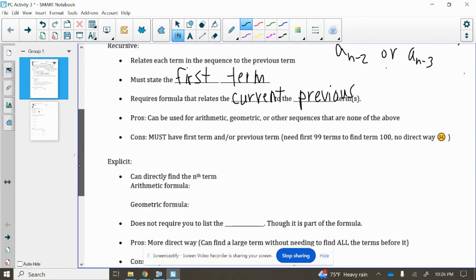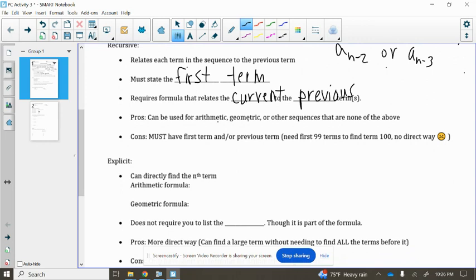So there's some pros to this. We can use it for arithmetic, we can use it for geometric, but we can create other sequences entirely that are involving our previous terms that we may not be able to write a specific rule for. Cons, we must have the first term and/or the previous term. So it's kind of inconvenient. If I want term 100, I would need the first 99 in order to be able to actually solve for that. There's no direct way.